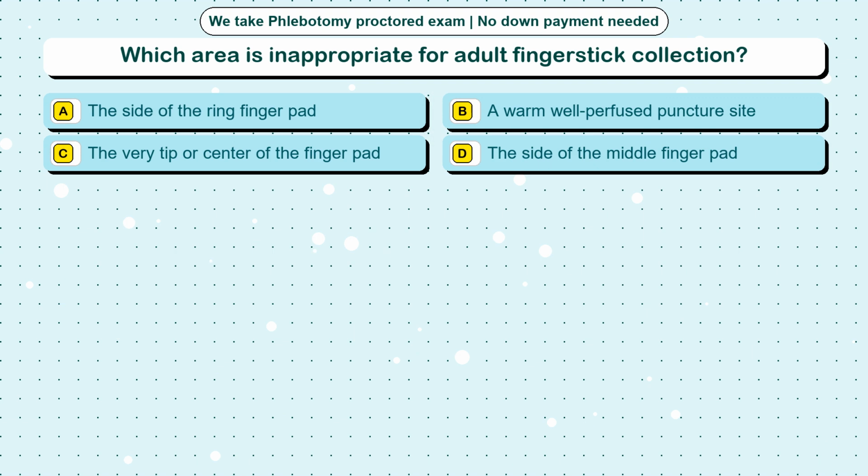Question 31. Which area is inappropriate for adult fingerstick collection? Option A. The side of the ring finger pad. Option B. A warm well-perfused puncture site. Option C. The very tip or center of the finger pad. Option D. The side of the middle finger pad.